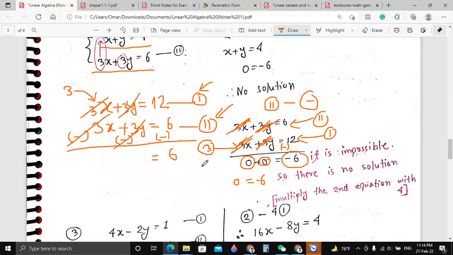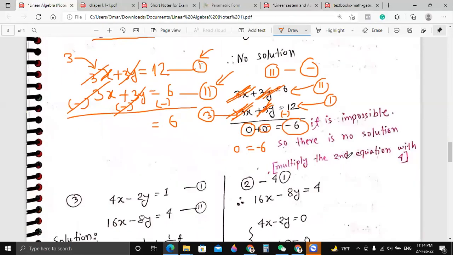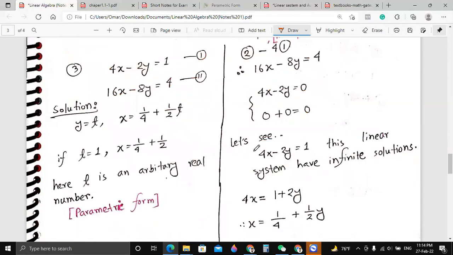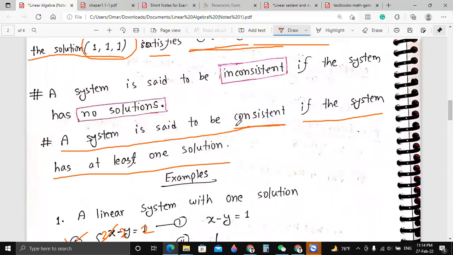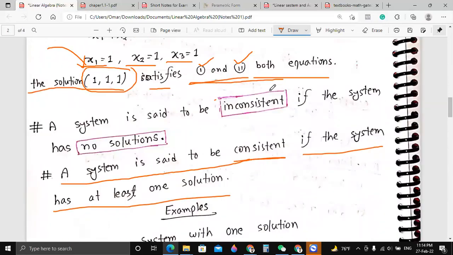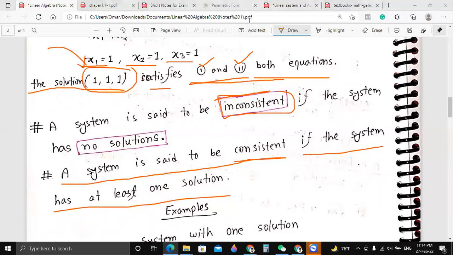But in this case, our x and y both get cancelled, right? So we don't find any value. That's why here is no solution. So this type of equation we call inconsistent. This type of system is called inconsistent. Guys, do you understand?